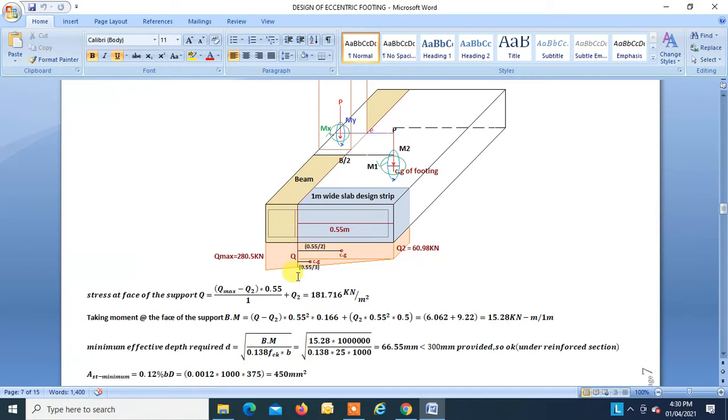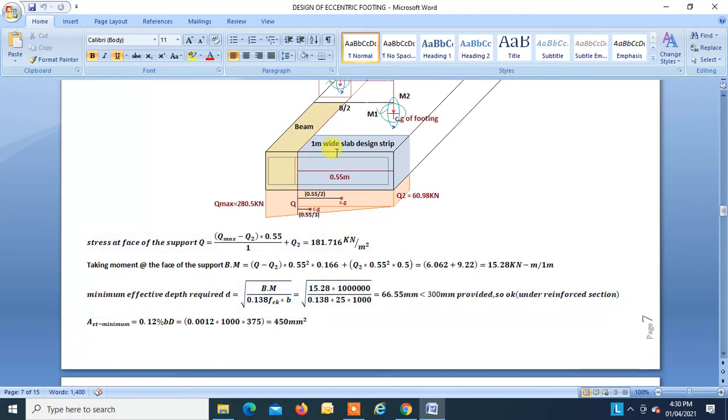Now the second moment will be due to this area, that is Q minus Q2 into 0.55 into 0.5 into 1 meter, that will give a force acting over here. That force into this distance again will give the second moment, that is due to the triangular portion. So the total moment found was 15.28 kilonewton meter per 1 meter.